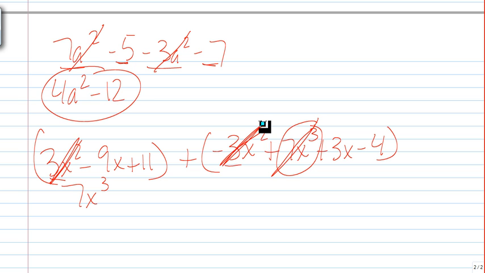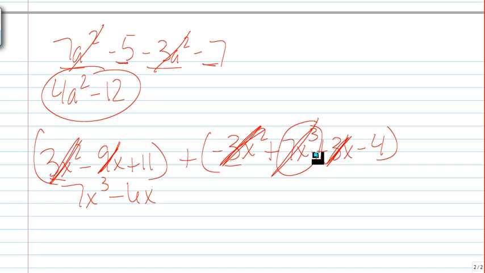So now what do I have left over? Let's go down to my x's. So now I have a negative 9x here, I have a negative 9x here, and a positive 3x here. So what's negative 9 plus 3? Right, negative 6. So now I have 7x to the third minus 6x, and I'm going to go ahead and cancel those out too. What do I have left over?